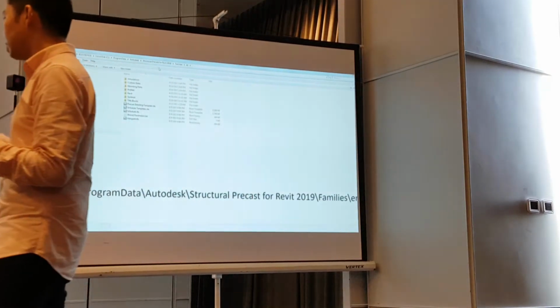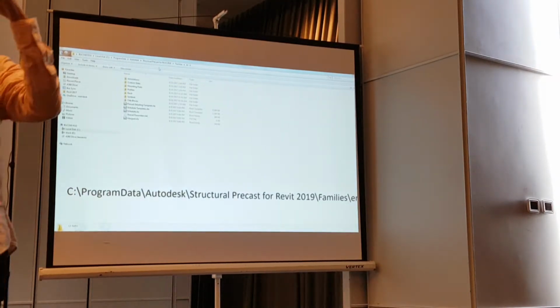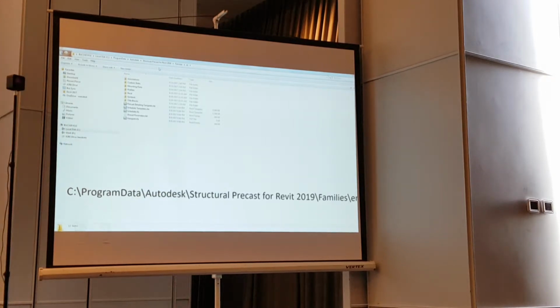All right. So this is a location you should be looking at. See program data, Autodesk structural precast for Revit. Go into the families, then you should be able to see the whole list.